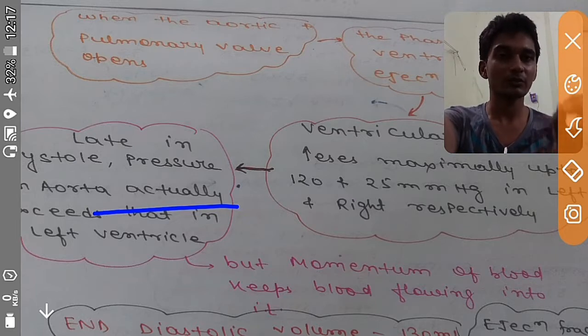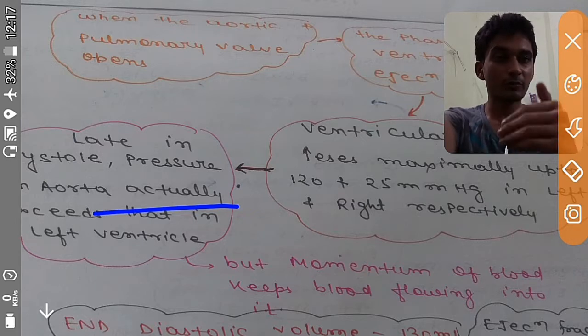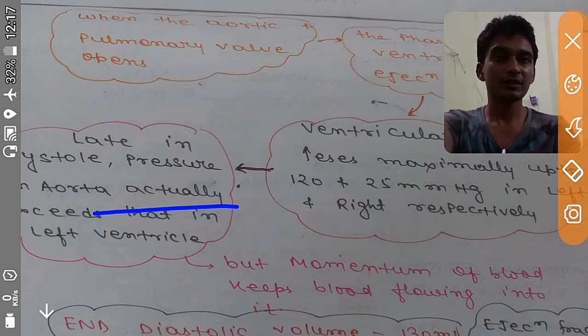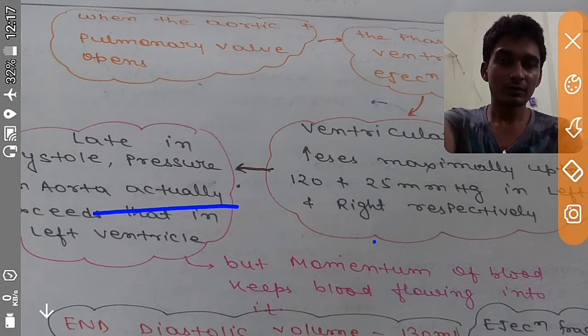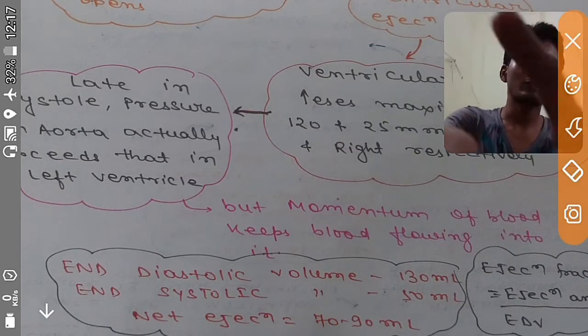momentum of the blood, the inertia of the blood. Okay, mind it, this is the conceptual part which may be asked in EMS. Pressure is greater in the aorta, but still blood is flowing from ventricle to aorta, meaning from low pressure to high pressure. Why is this flow occurring? Because of the momentum of the blood, because of the inertia of the blood. Clear? So I have written here, keep momentum of blood, keep blood flowing into it. Okay, this is all about ventricular systole.